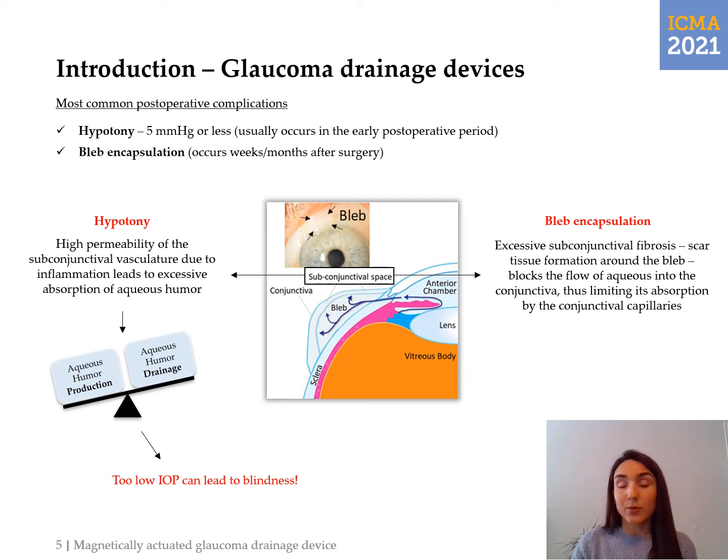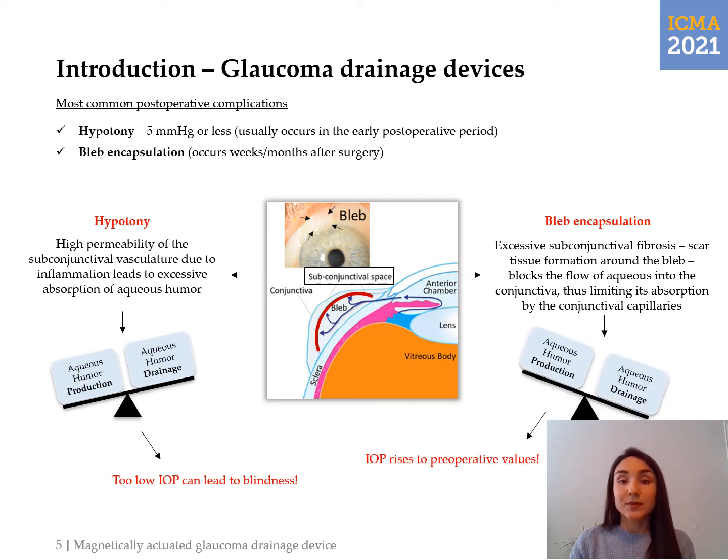This occurs weeks to months after surgery, as I have told, and this is nothing more than the formation of a scar tissue layer on top of the bleb that blocks the flow of aqueous into the conjunctiva, where usually the aqueous humor is absorbed. And then you can imagine that this will lead to an increase in the intraocular pressure because the fluid cannot be absorbed anymore. And in some cases, the IOP even rises to preoperative values. And this means that the glaucoma filtration surgery had completely failed.